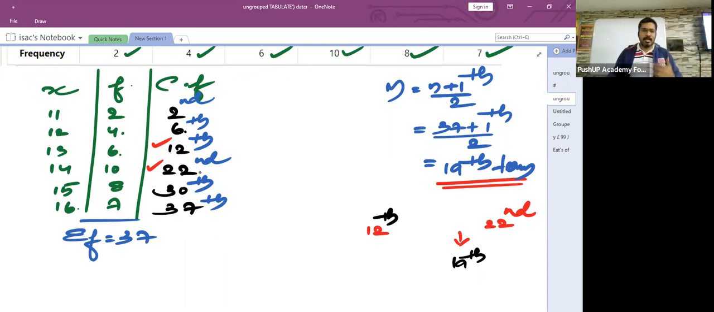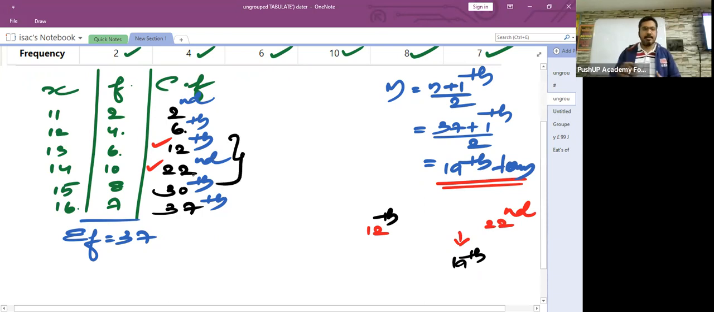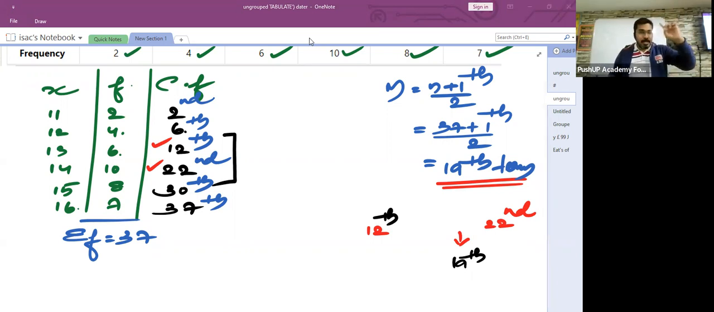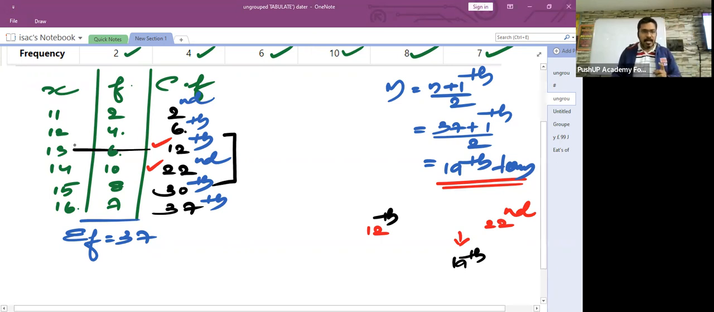Where is that 12th and 22nd term? It's over here. Did you see that? Children, it's over here, the 12th and 22nd term. Now, I have a question for you. Try to answer it. What will be exactly the 12th term? Don't you feel it is 13? Yes, it is 13. What will be exactly the 22nd term? That has to be 14.